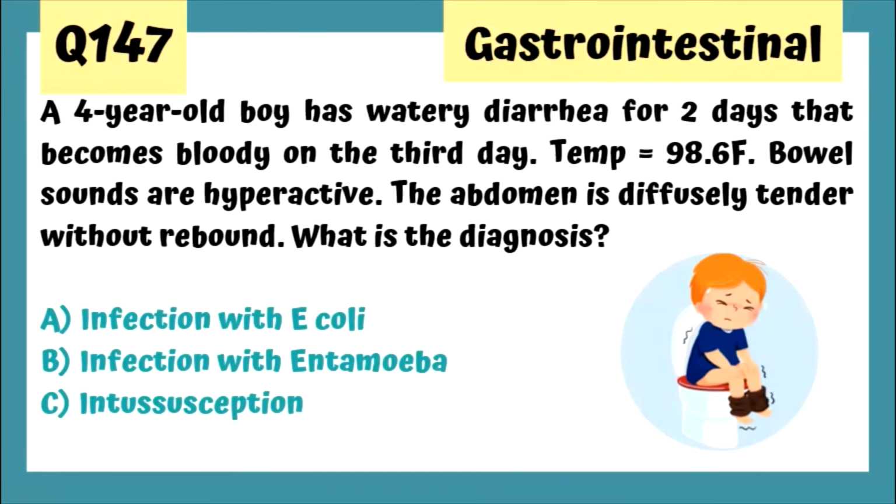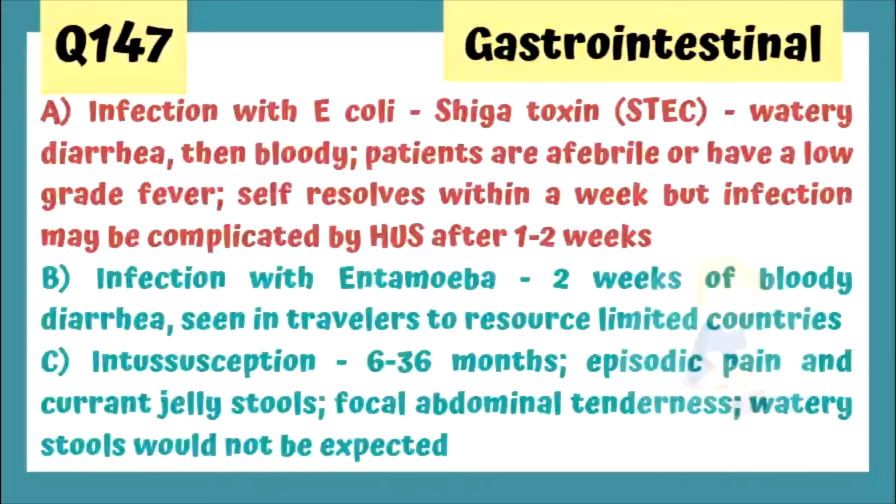Question 147. A 4-year-old boy has watery diarrhea for 2 days that becomes bloody on the 3rd day. So watery to bloody, that's seen in E. coli. The abdomen is diffusely tender without rebound. What's the diagnosis? Infection with E. coli, the Shiga toxin. It's watery, then bloody. It self-resolves within a week, but the infection may be complicated by HUS after 1 to 2 weeks. You could take a look at the other choices for what they are associated with.